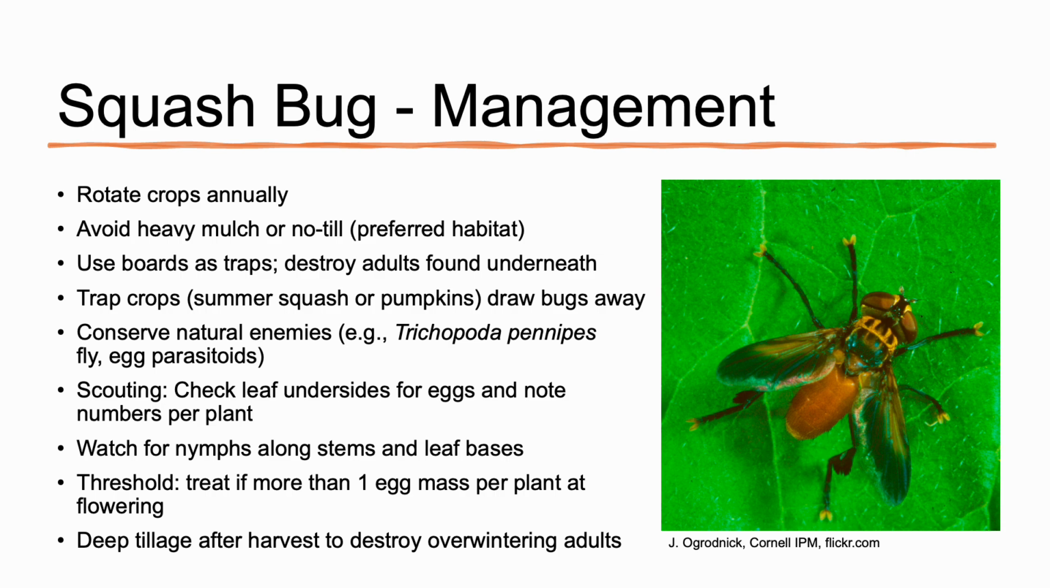Conserving natural enemies such as the Trichopoda pinipes fly, as can be seen on screen now, and egg parasitoids supports biological control. When scouting, check leaf undersides for egg masses and watch for nymphs along stems and leaf bases. Treatment is recommended if more than one egg mass per plant is found at flowering. Deep tillage after harvest helps destroy overwintering adults.